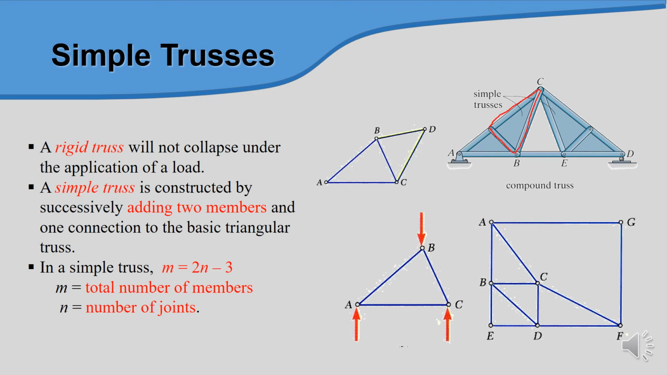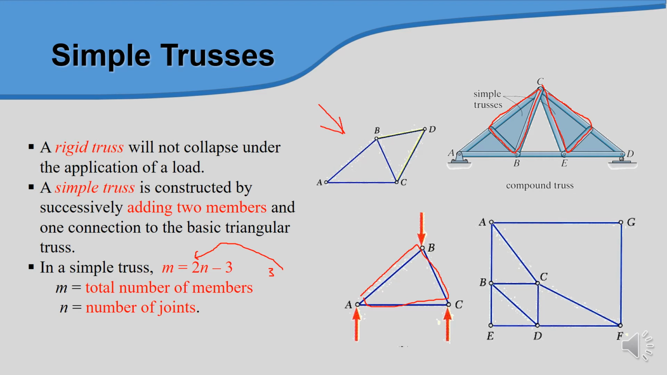This is the simple trusses, and we have several simple trusses. Here we have a triangle, to be a compound truss. And for this equation, if you look at this triangle, we have three joints A, B, and C. So n is three, and we put it in this equation: 3 times 2 equals 6, minus 3, we have 3. That means the total number of members is 3.